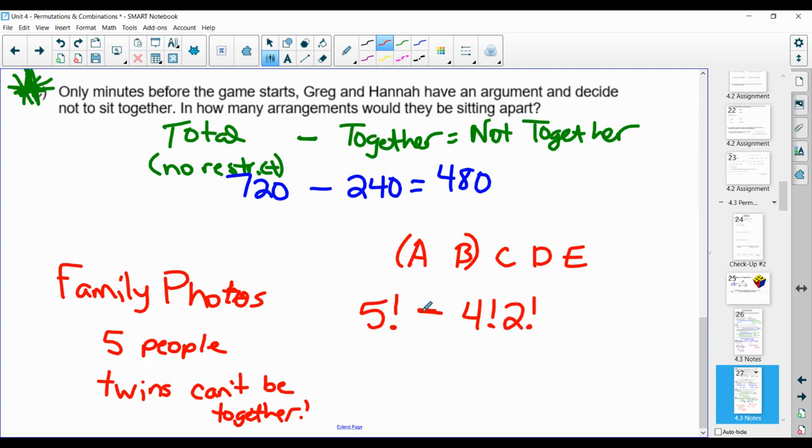So how many ways can they not be together? Well, we take our total and we subtract the ways they can be together. And that gives us the ways that they aren't going to be together, which in this case is 72. So those are just a few examples of permutations when we're dealing with restrictions.